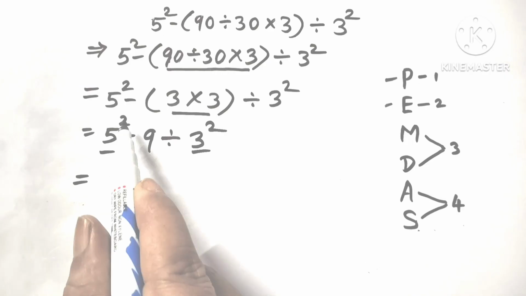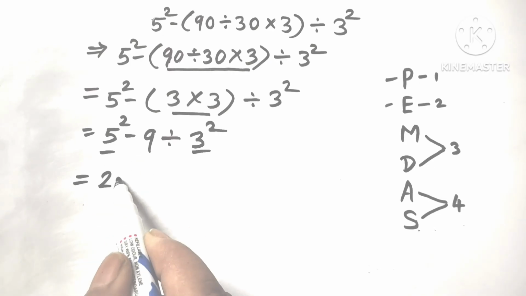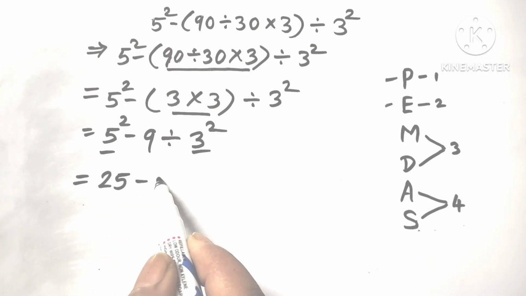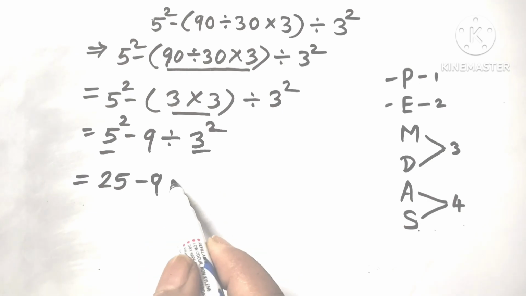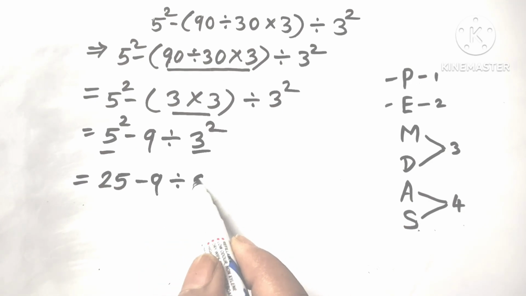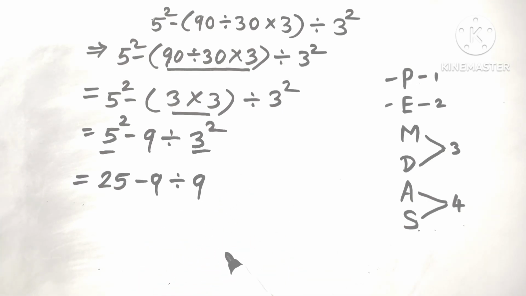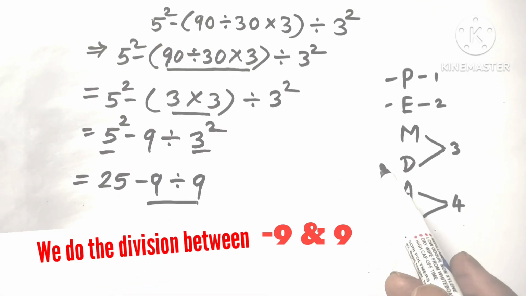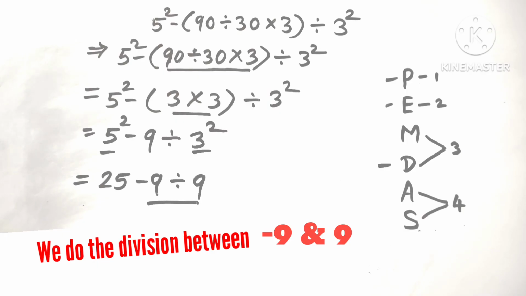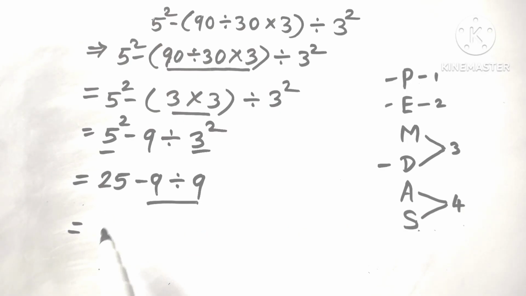Is equal to 25 minus 9 divided by 9. Now we handle the division between minus 9 and 9 is equal to 25 minus 1.